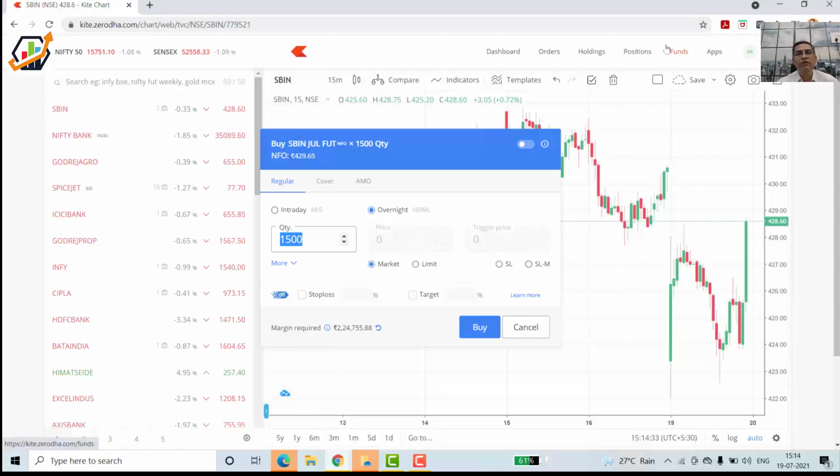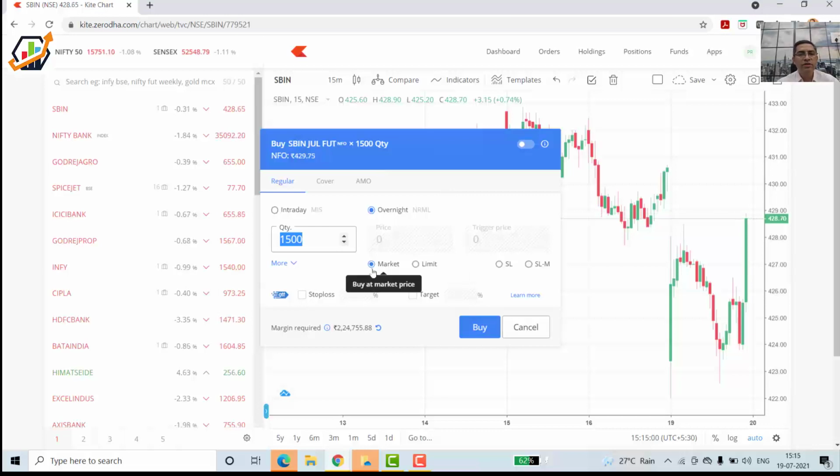Now if you don't have any funds loaded in your account, you'll have to go here into the funds and say add funds. By adding funds, it will get linked to the savings account which you gave at the time of registration, and then the money will be loaded into this account. So once you have loaded the funds in your account, more than 2,25,000, you can take a trade for overnight. Let us see how to take a trade on overnight trades.